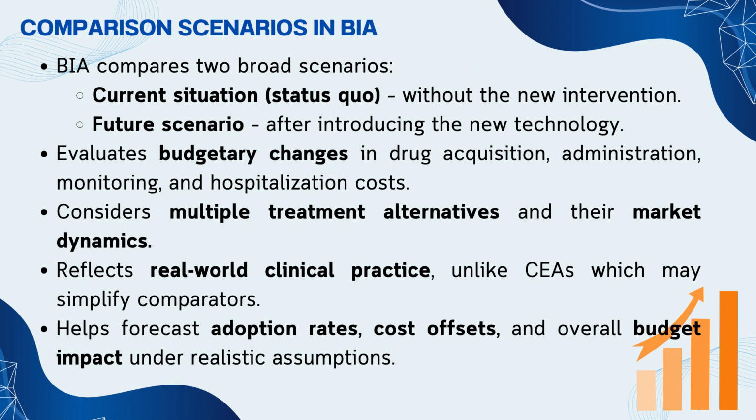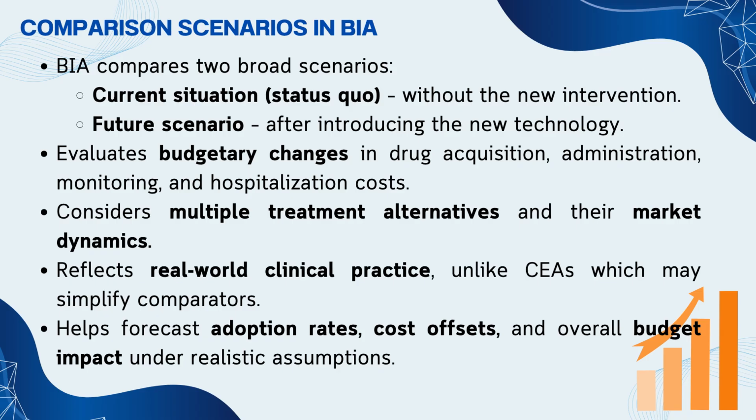Now let's look at how BIA are actually structured for comparison. A typical BIA compares two main scenarios: the current or status quo situation without the new technology, and the second one is a future scenario where the new technology has been introduced. Then the model calculates how these changes affect the budget in terms of drug cost, administration, monitoring, and hospitalization. Unlike a cost effectiveness analysis that might just compare one treatment versus another, BIA often considers a mix of treatments, just like what happens in real clinical practice. This helps us understand the real-world budget impact more accurately.